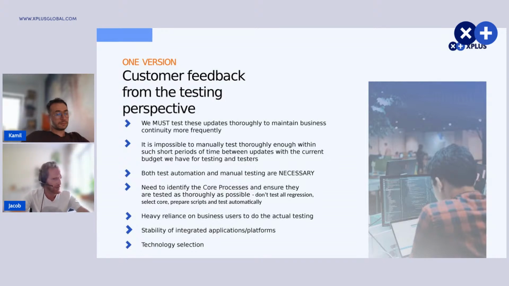I mentioned just previously, but you definitely need to identify the core processes and make sure that they are being tested enough. You don't want to test all regression. Select the core processes, prepare your test automation scripts, and then test automatically. That's a time saver as well as a resource saver, money saver, etc. And it also helps with consistency, because, as you see in the next part, there is heavy reliance on business users to do the actual testing.